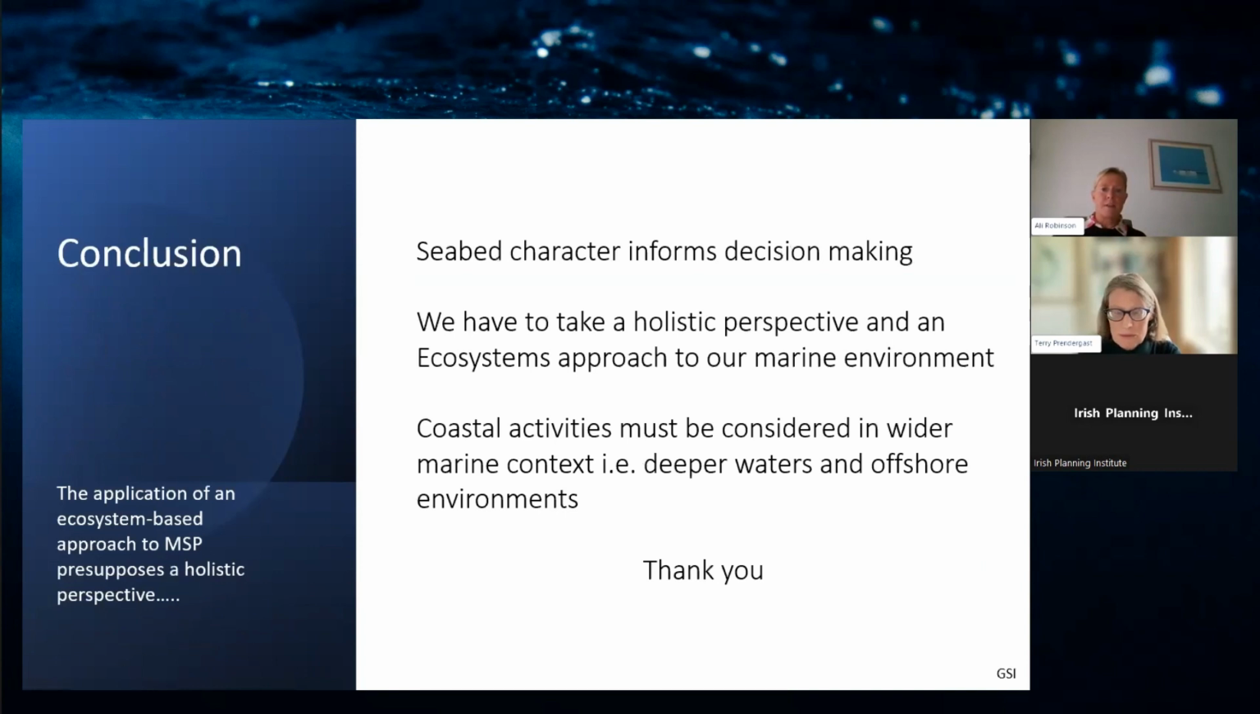So just to finish on that, I suppose to conclude, seabed character informs decision-making, and it is beholden on all of us as planners and planning practitioners to be aware of the key concepts around seabed character, how to define them, the key terminologies. We have to take a holistic perspective and an ecosystems approach to our marine environment, and our coastal activities must be considered in the wider marine context, i.e. our deeper waters and our offshore environments. And again, those two terms I keep coming back to are a holistic perspective and the ecosystems approach to management of our marine waters.